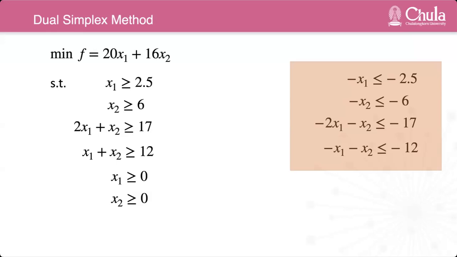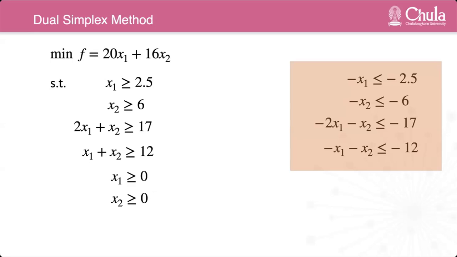Okay. Consider this problem. Minimize 20x1 plus 16x2. For this one, of course, you see it's infeasible for the simplex method phase 2, because you have a positive number at the right-hand side, but you have greater or equal. In order to solve this problem, of course, you need the two-phase algorithm. You have to add E1 and subtract S1, right? But we are not going to do that. We're going to use the dual simplex method instead.